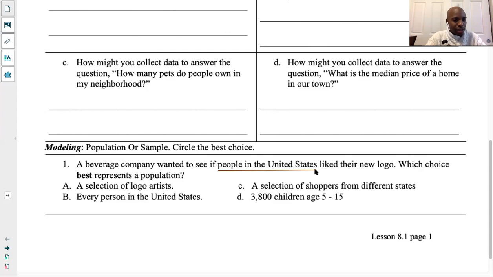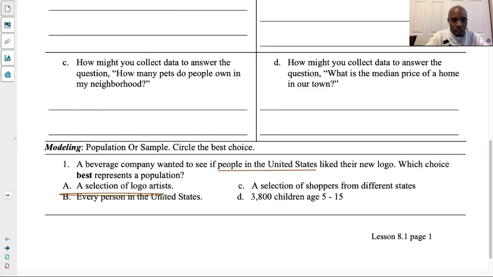So the best answer here that represents the population the best would be every person in the United States. Because what was the area of interest here? People in the United States. Since people in the United States was the area of interest, we want people and persons in the United States to represent this population. So this would mean that B is without a doubt the best answer for this one.